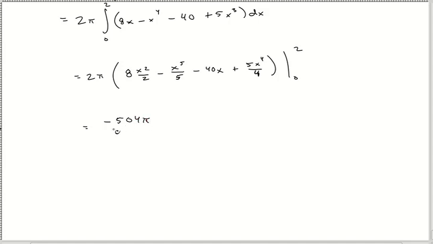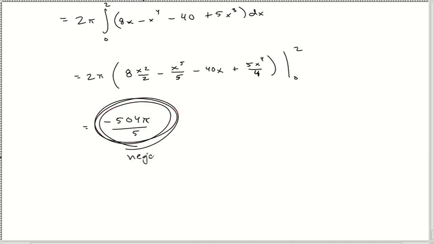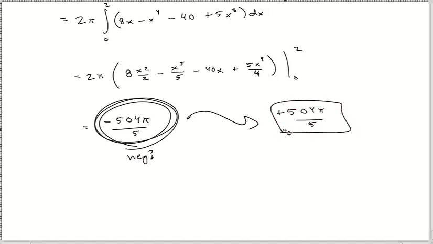But notice again, I got a negative. I got a negative 504 pi over 5. Can I have a negative volume? No. So you make it a positive, and you're done. The end. That was it.